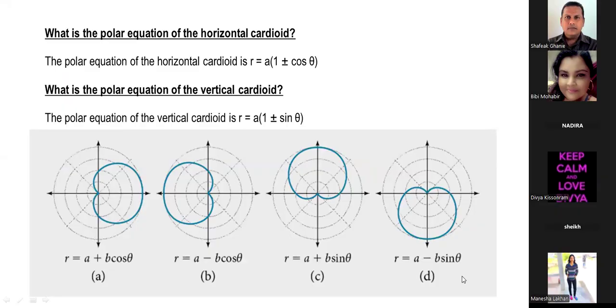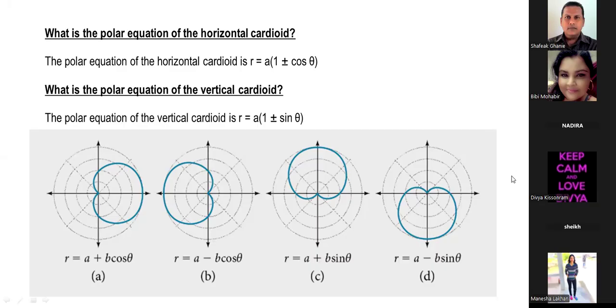So here we have a and b more than 0. And in order for us to produce the cardioid graph, a must be equal to b. So when we divide a by b, we will have 1. a must be equal to b in order to form the shape of a cardioid, and this is how you can identify the cardioid from the equation.